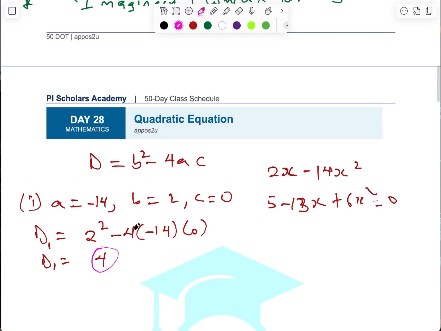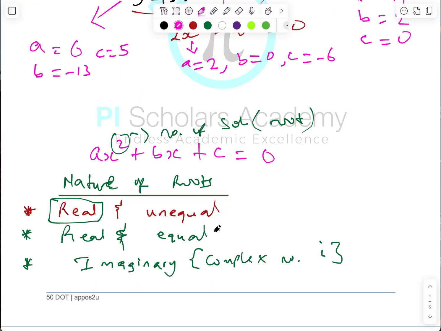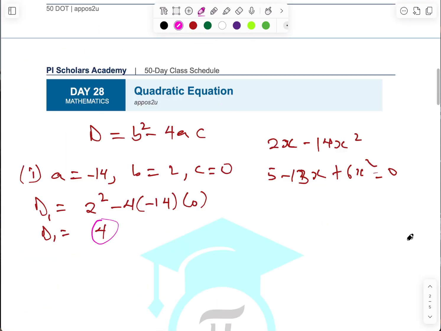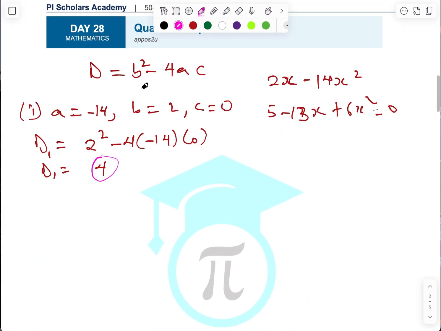However, for them to be real and equal, the discriminant has to be equal to 0. But when they are real and unequal, the discriminant will be greater than 0. When they are imaginary, the discriminant will be less than 0, meaning that this one is positive and this one is negative. So for this one, we get real roots, but the roots will not be equal because the discriminant is not equal to 0. It is greater than 0. It is positive.